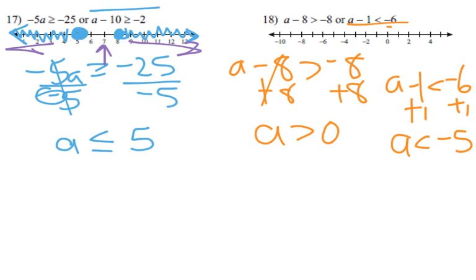So at 0, we draw a hollow circle. A is greater, so we shade to the right. A is less than negative 5, so at negative 5, another hollow circle, and a is less, so we shade to the left. And there's our other graph.